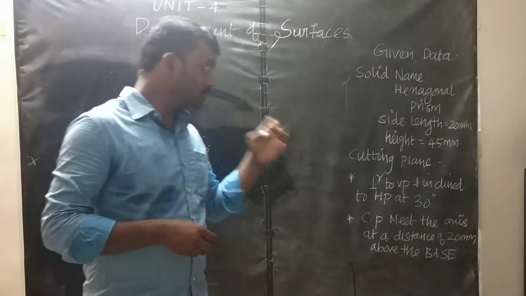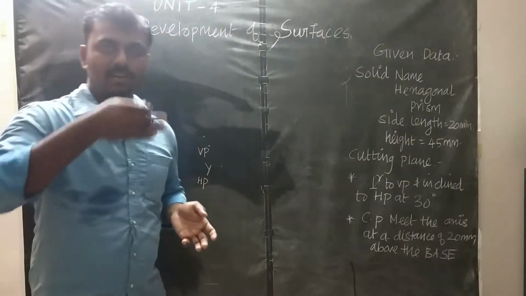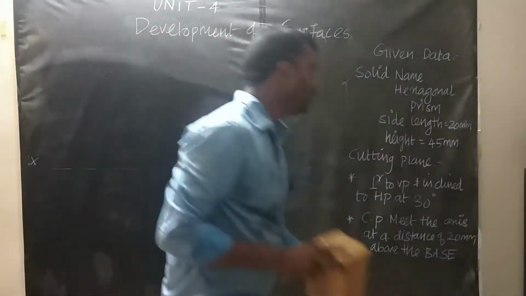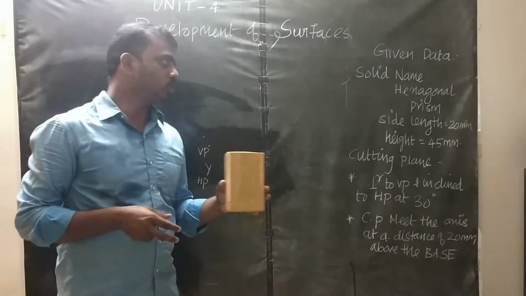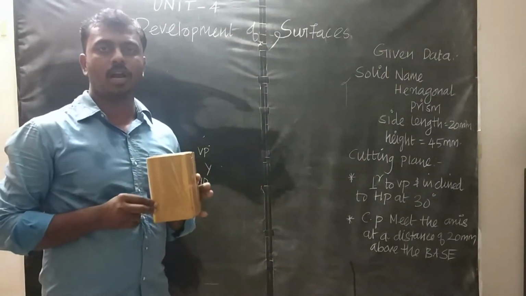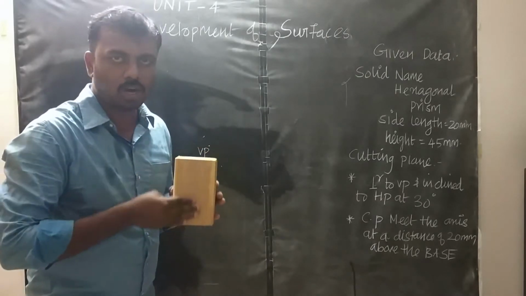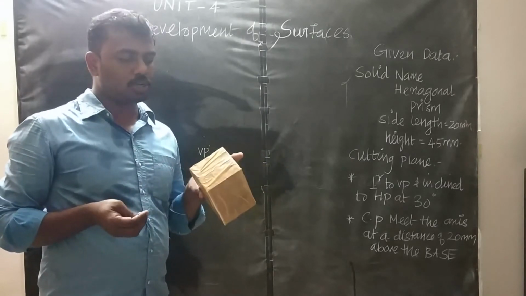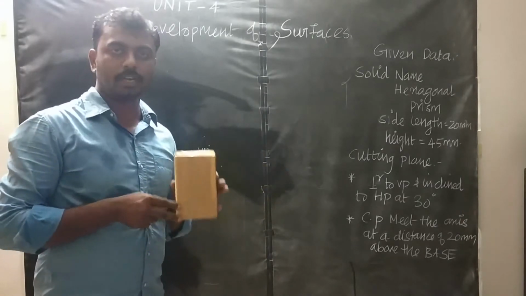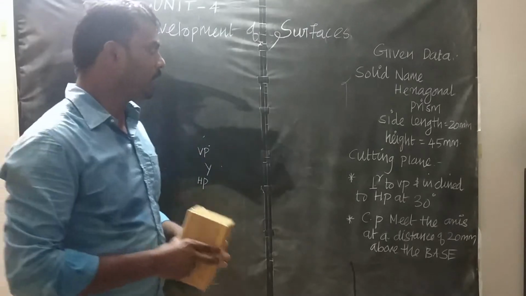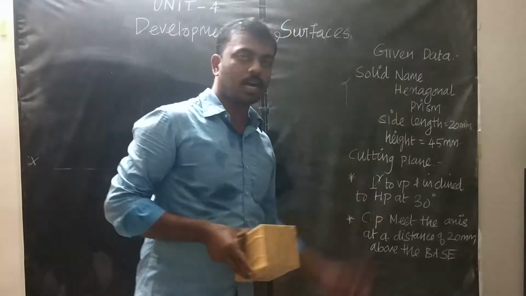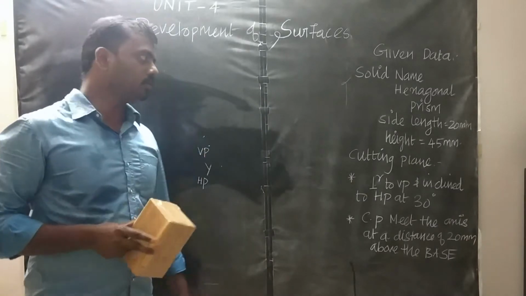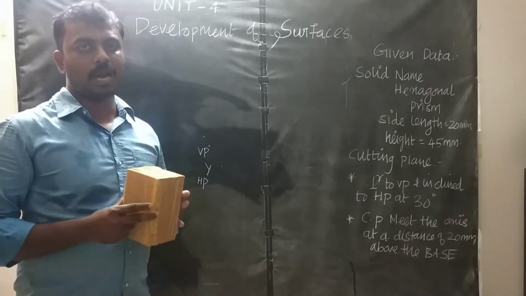In this problem, 2 of the lateral faces are parallel to VP. So let me assume that this is your hexagonal prism. These faces are called lateral faces. A square prism contains 4 lateral faces, but in our problem we have a hexagonal prism, so it contains 6 lateral faces. Among them, any 2 faces are parallel to VP.